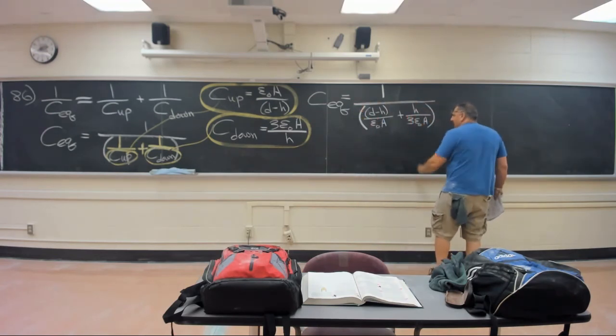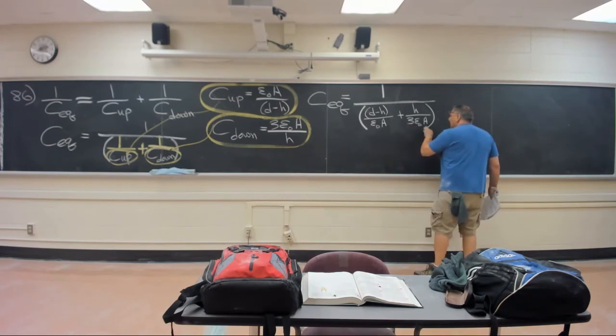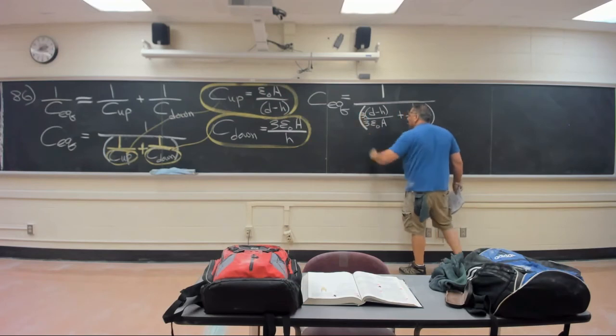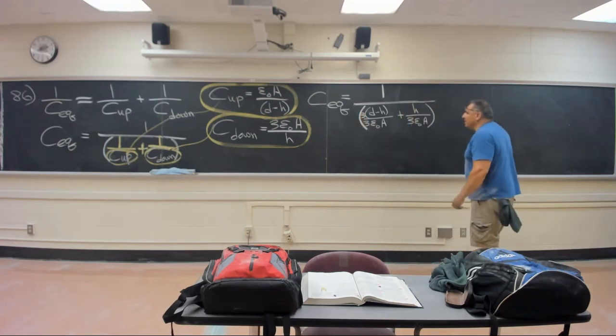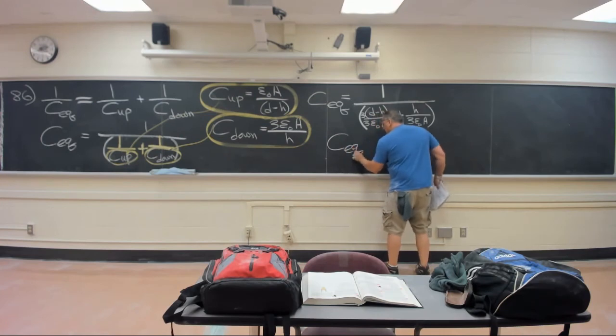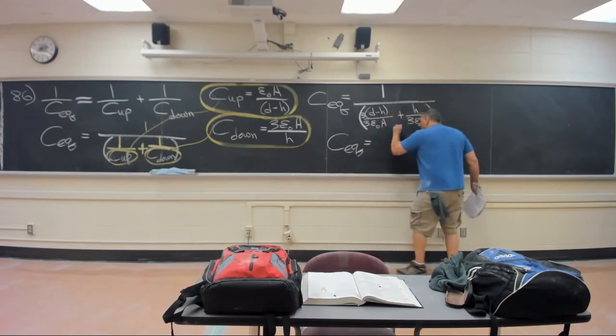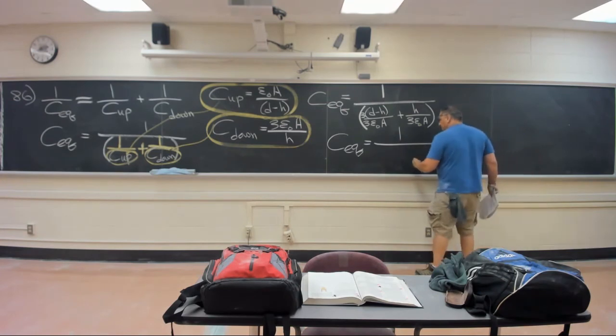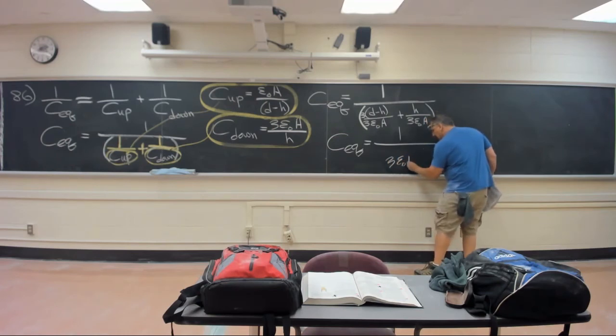Look at it carefully. Tell you what, you got 3 epsilon naught A, epsilon naught A. What do you see multiplied by a special 1 called 3 over 3? And now you got a common denominator. C_eq equals 1. What do we got? Well, we got 3 epsilon naught A.